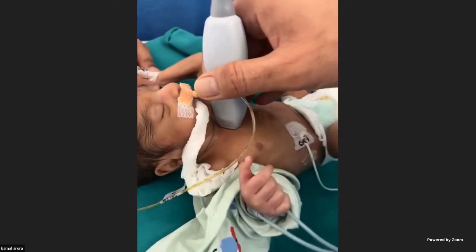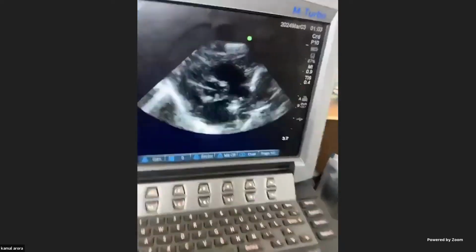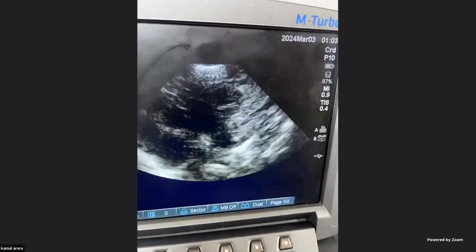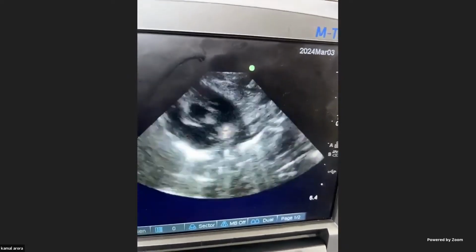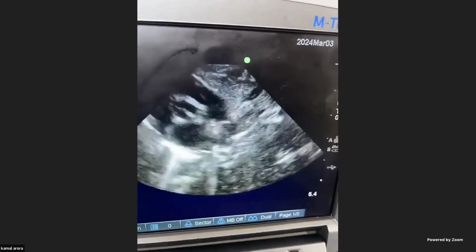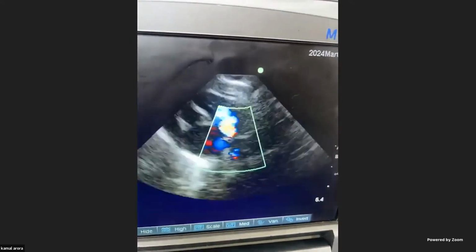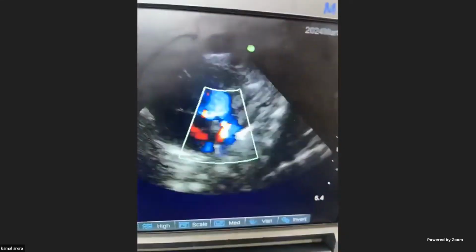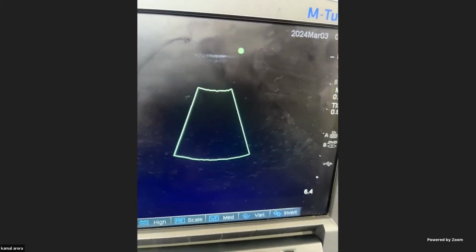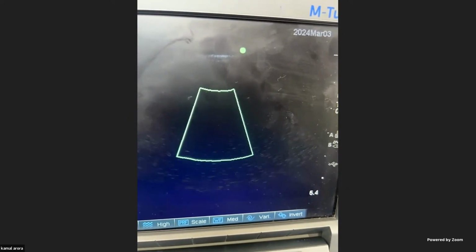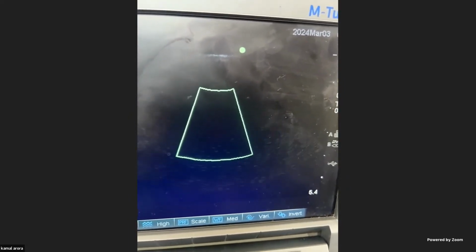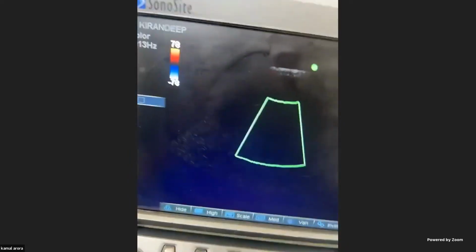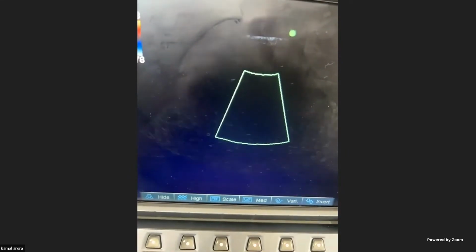So I'm going to the ductal view. I can show. So I'm currently in the 2D. Let me put a color over here. Just a minute. Kamal, can you show the probe where you are putting the probe? Yes, sir. The baby is moving a lot, sir.